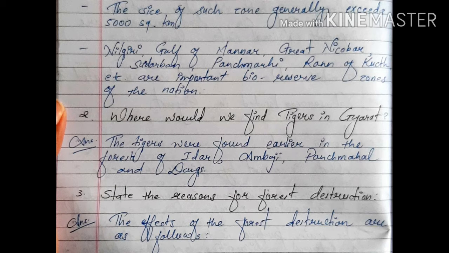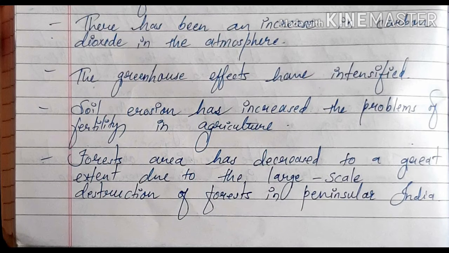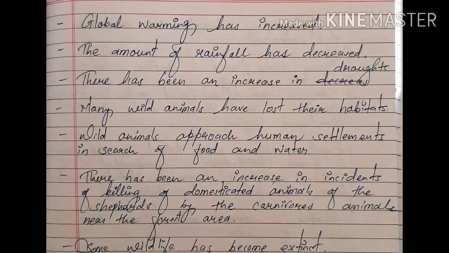And the answer is, the effects of the forest destructions are as follows. There has been an increase in carbon dioxide in the atmosphere. The greenhouse effect has intensified. Soil erosion has increased the problems of fertility in agriculture. Forest area has decreased to a great extent due to the large-scale destructions of forest in peninsular India. Global warming has increased. The amount of rainfall has decreased. There has been an increase in droughts.